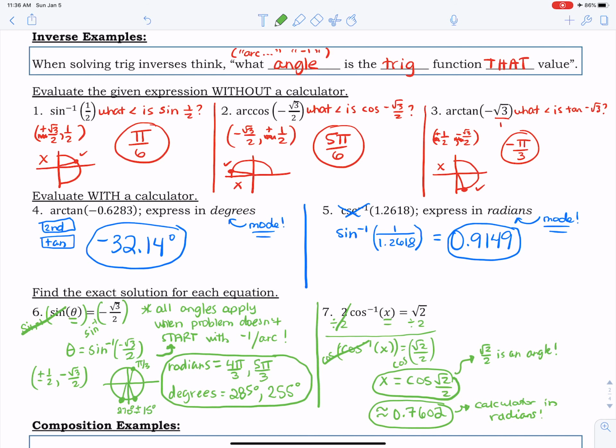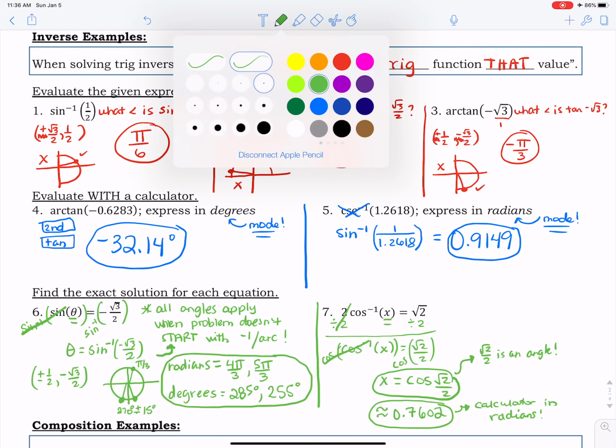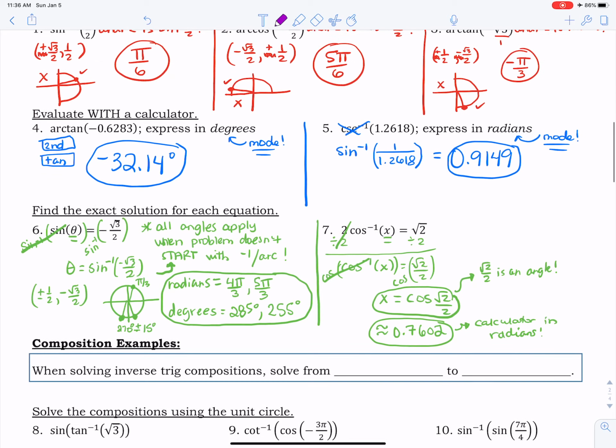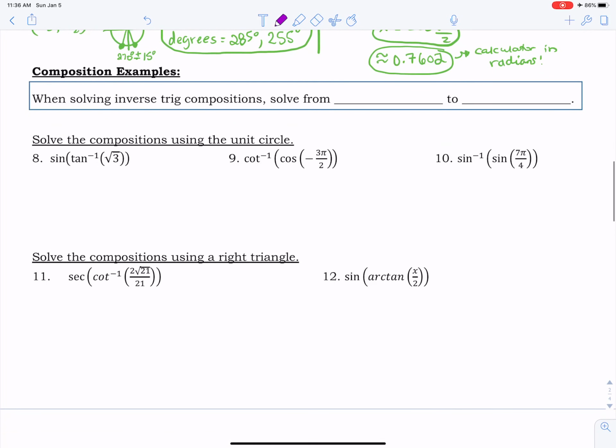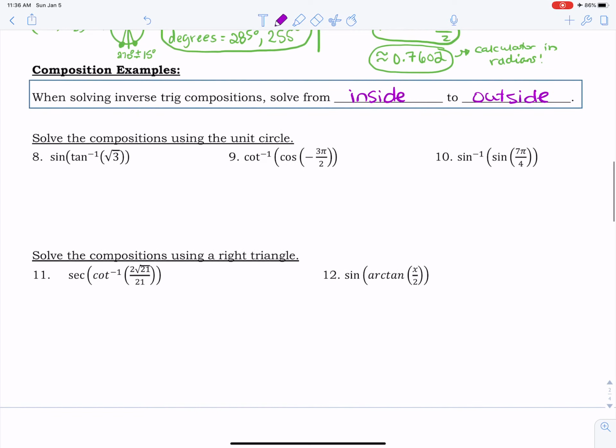All right. Let's do the next part. Compositions. When solving inverse trig compositions, you are going to solve from inside to outside. Now, what in the world does that mean? You're just going to start from the inside section, figure out the answer, and then do the outside section and figure out that answer. So, for example, number 8, we see that inverse. What angle is tangent square root of 3?